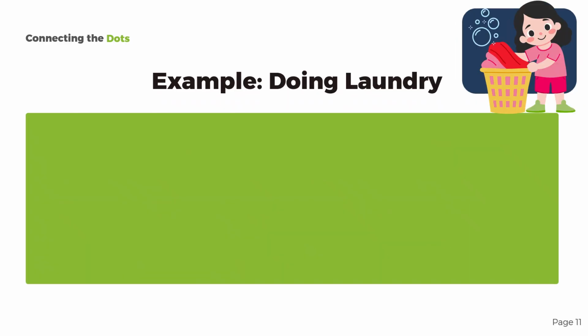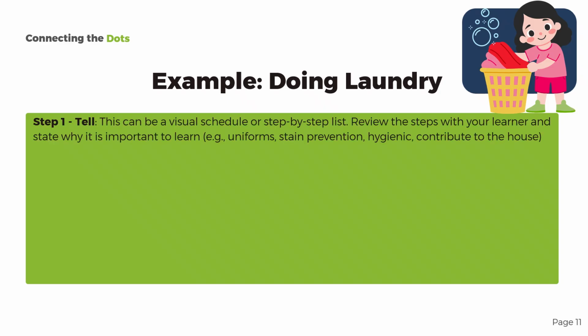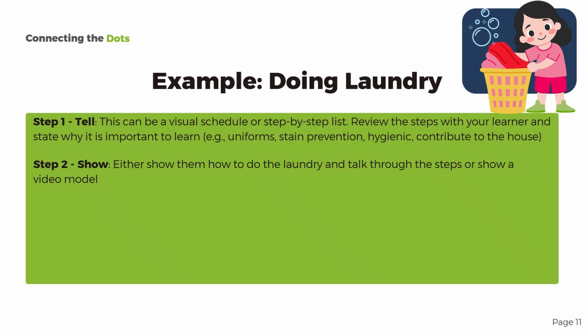What it would look like for the example of doing laundry using these steps is the first step, tell. A visual schedule can also be used, or a step-by-step list. You'd review the steps with your learner and state why it is important to learn. When explaining why it is important to learn the skill, you could maybe talk about things like stain prevention or hygienic reasons, and etc.